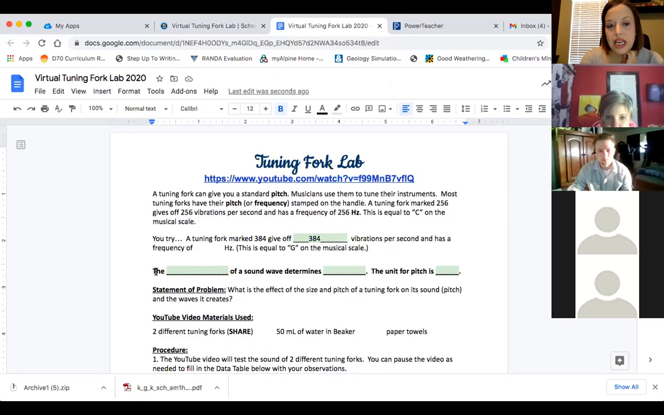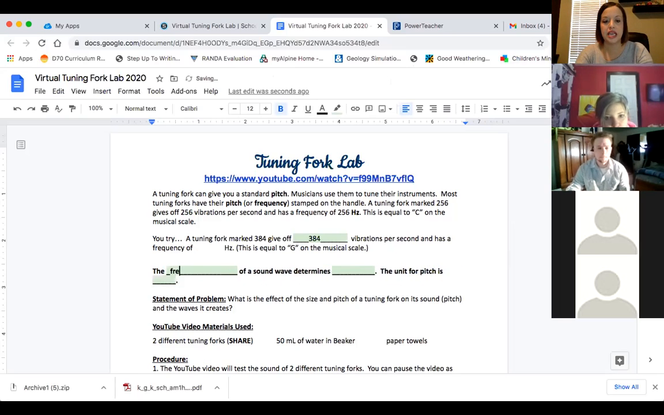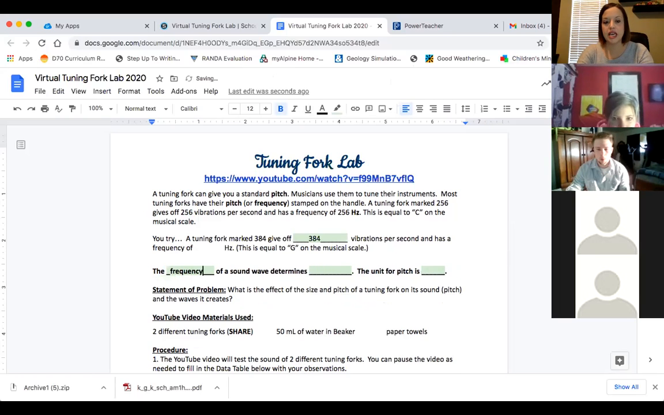Okay, and then we have this sentence: the blank of a sound wave determines blank, and the unit for pitch is blank. So we said that if it's high pitched, it's high frequency, right? So the frequency, and we might have to delete some empty spaces here because I was trying to make a blank for you guys. Okay, the frequency of a sound wave determines what? Okay, starts with a P. Who can tell us? Pitch. Good job. Okay, so the frequency of a sound wave determines pitch.